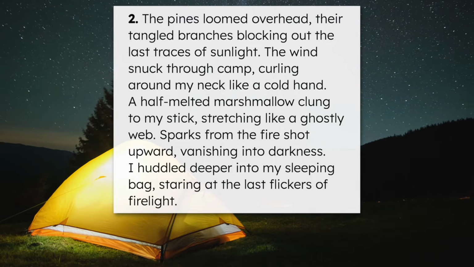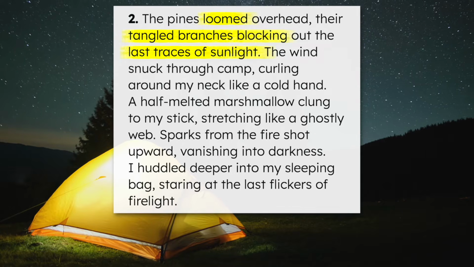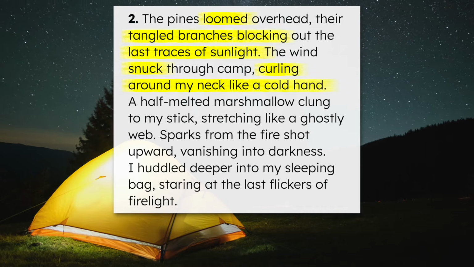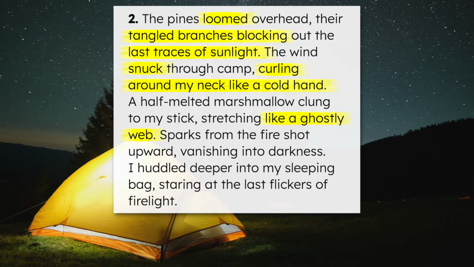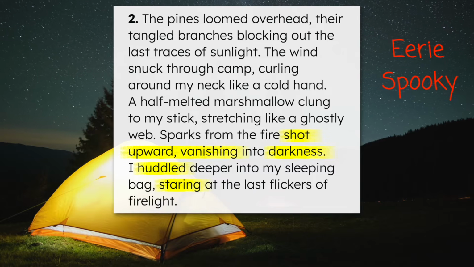In the second draft, the branches are looming, tangled, and blocking the sunlight. Now they feel strange and threatening and not at all gentle. Then, personifying the wind to sneak and comparing it to a cold hand is extra creepy. And the simile about the marshmallow could make you lose your appetite. I'm sure you found even more words that build up this eerie, spooky mood for readers. Word choice impacts the mood a lot. It's the same night, but in one description the reader feels great, and in the other they feel on edge.